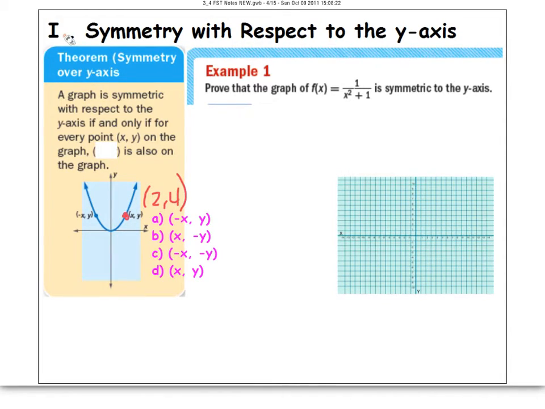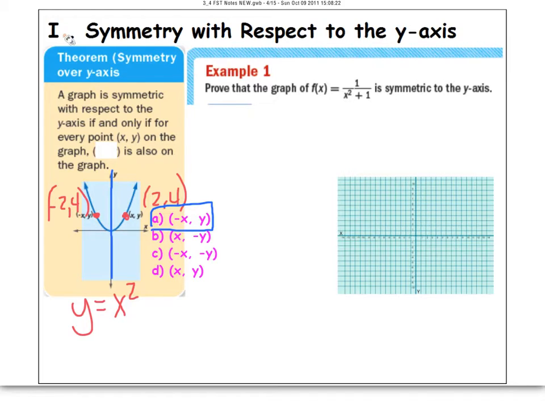Remember, the equation of the parent parabola is y equals x squared, so (2, 4) would sit on it. If you take that right-hand side of the parabola and flip it over the y-axis, that ordered pair is going to go here and become the ordered pair (-2, 4). So the relationship we see happening is letter A here: the y values stay the same, but the x value is the opposite.